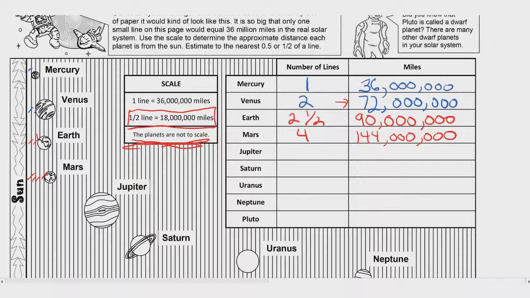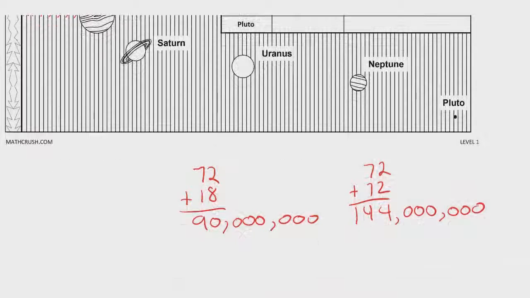Now we're doing Jupiter. We're starting to get farther and farther away from the sun. So Jupiter is 1, 2, 3, 4, 5, 6, 7, 8, 9, 10, 11, 12, 13 and a half. So we have 13 and a half lines. Now, we could add a couple of these things up and try to figure it all out. But you know what? I think I'm just going to try to multiply really quick. And 13 and a half also equals 13.5. If you forgot that, just think a half is a fraction, 0.5 is a decimal, and they're the same.